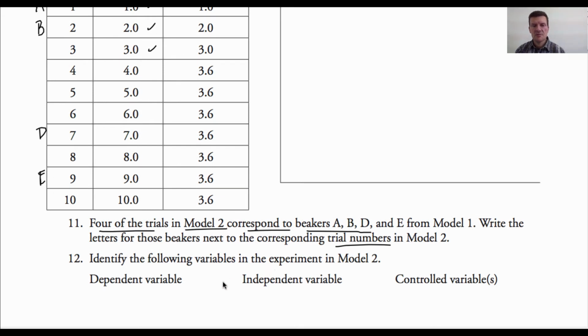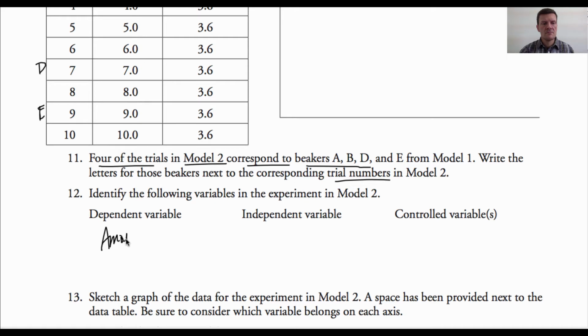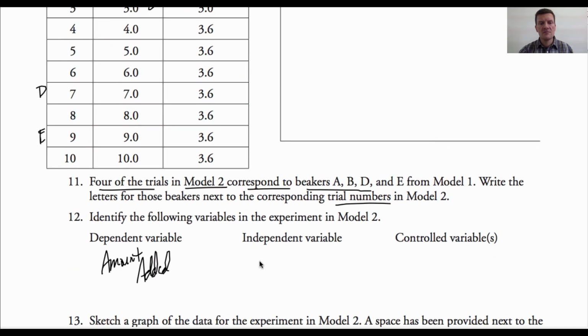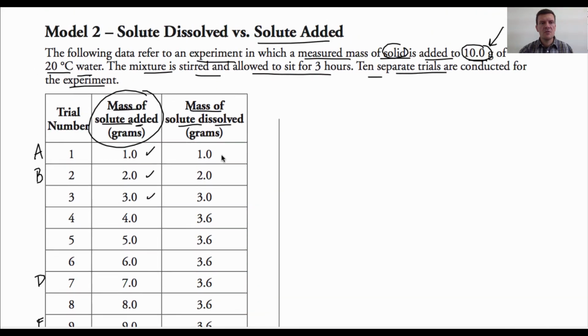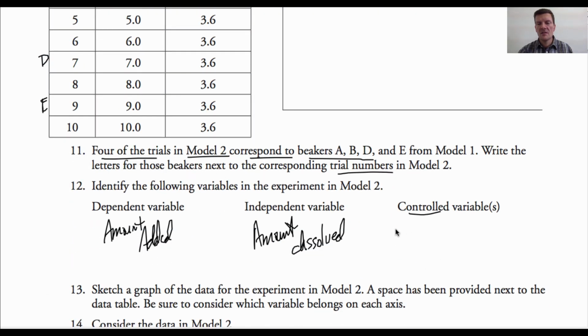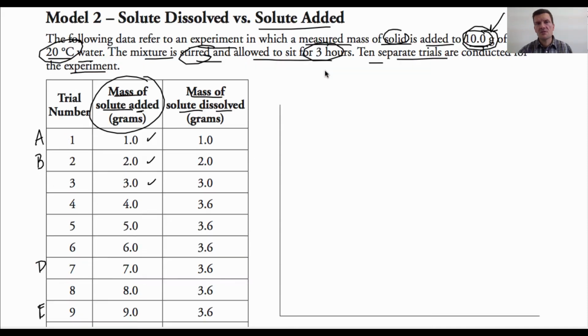Identify the following variables in the experiment. So our dependent variable is, right here, the amount that we're adding, mass of the solute added. Independent variable is going to be mass that is dissolved. Control. What's control? All of these are put into 10 grams of water and temperature. So we have 10 grams of water. The temperature is controlled, as well as, I believe it said here, stirred and allowed to sit for 3 hours, so that would be controlled as well.